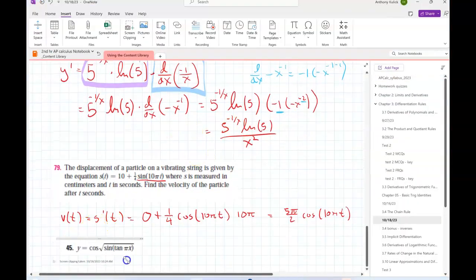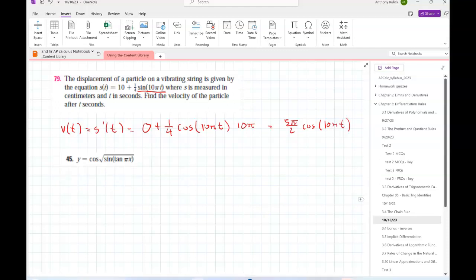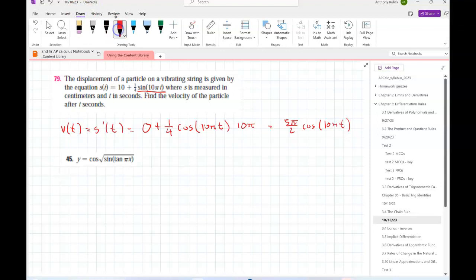All right. So this is another chain rules problem. When we look at this, what's the outside function? Cosine, right? So the derivative of the outside is negative sine. And then the inner stuff stays the same. And then we have the derivative of the inner stuff.